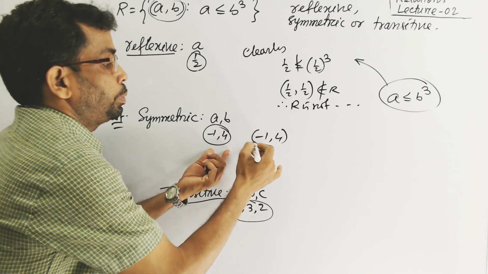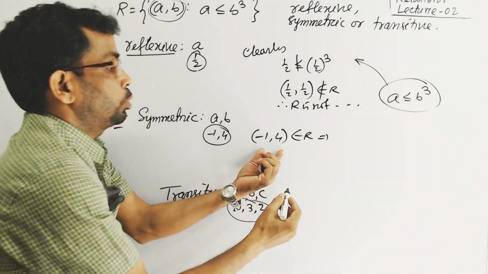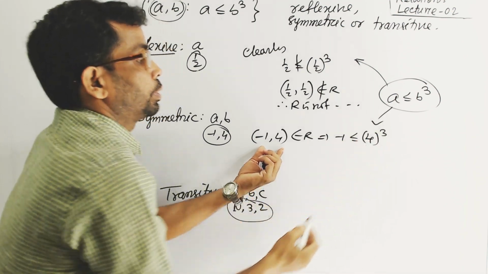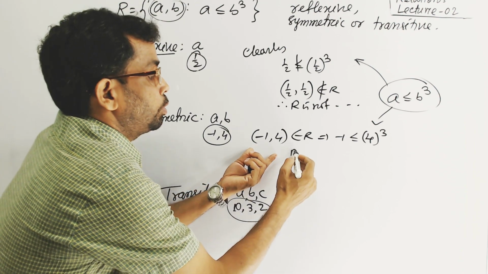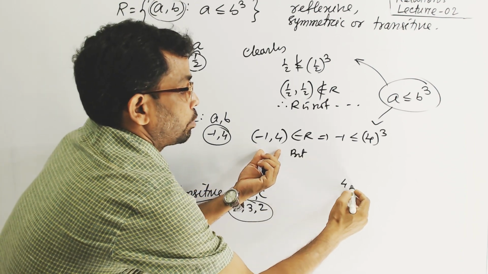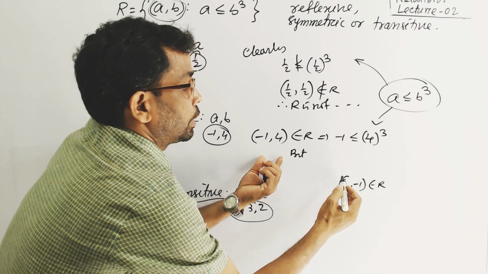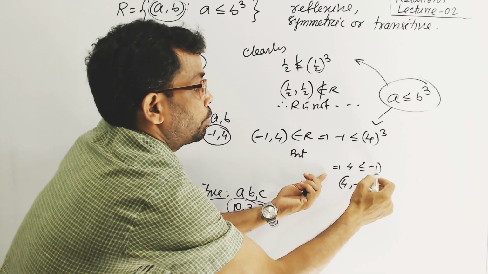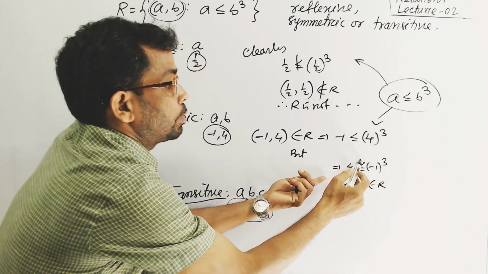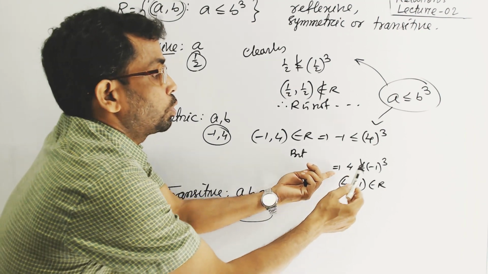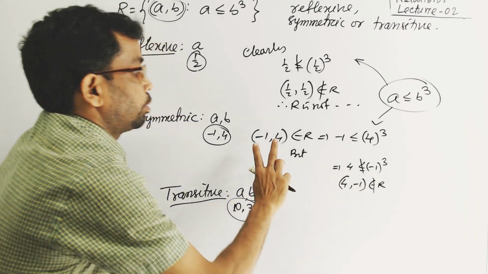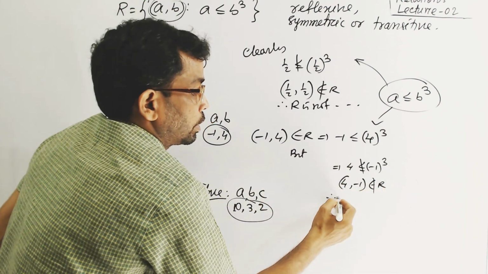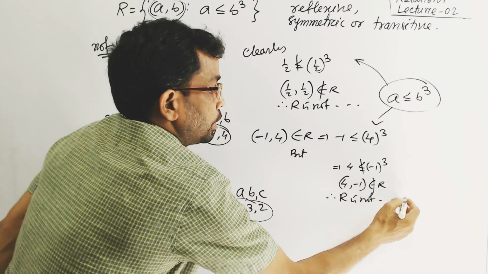(-1, 4), this pair is in the relation because these two numbers satisfy the condition a ≤ b³. It is true. But if we reverse the order, that means if (4, -1) is to be related, then these two numbers also must satisfy this condition. That means 4 must be less than or equal to (-1)³, but this is practically not true. 4 is not less than this, and hence (-1, 4) is there, but the pair with the order reversed is not there, and therefore the relation R is not symmetric.